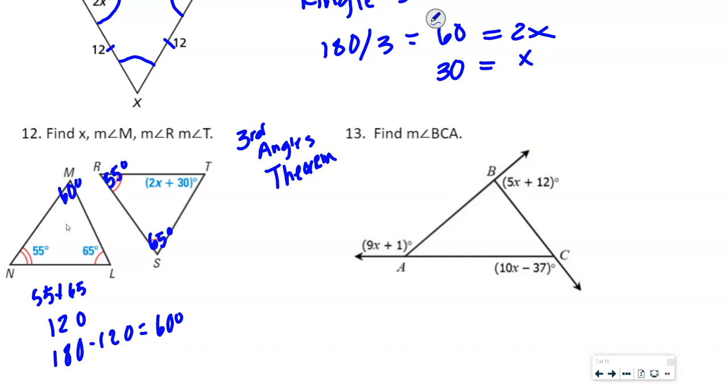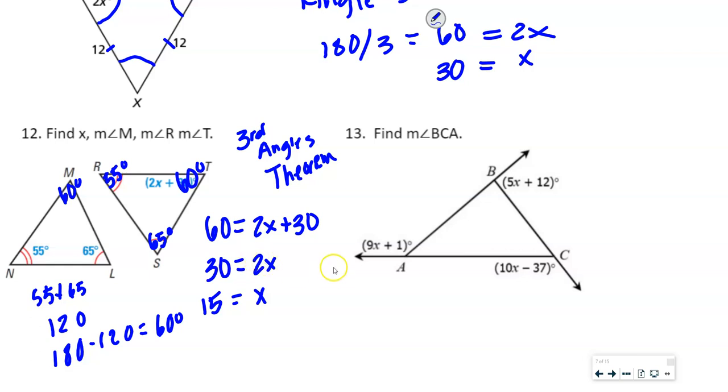So if angle M is 60 degrees up here, then can't we set that equal to the measure of angle T? So we could say 60 equals 2x plus 30, subtract 30 from both sides, so 30 equals 2x, and divide both sides by 2, so x equals 15. And we know, again, that this is a 60-degree angle because it's got to be congruent with T, I mean with M. My bad.